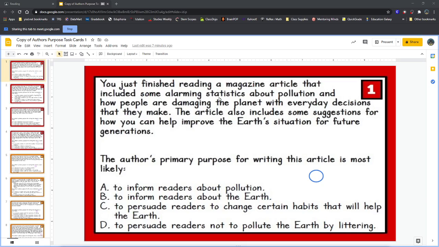So this one says that the statistics were alerting them to something. It says about pollution and how people are damaging the planet with everyday decisions that they make. What does damaging mean? What does it mean, Bailey? It means that you are hurting something, that you're damaging it. Okay, that you're hurting something. That's a good way to put it. So, how people are hurting the planet with everyday decisions that they make.